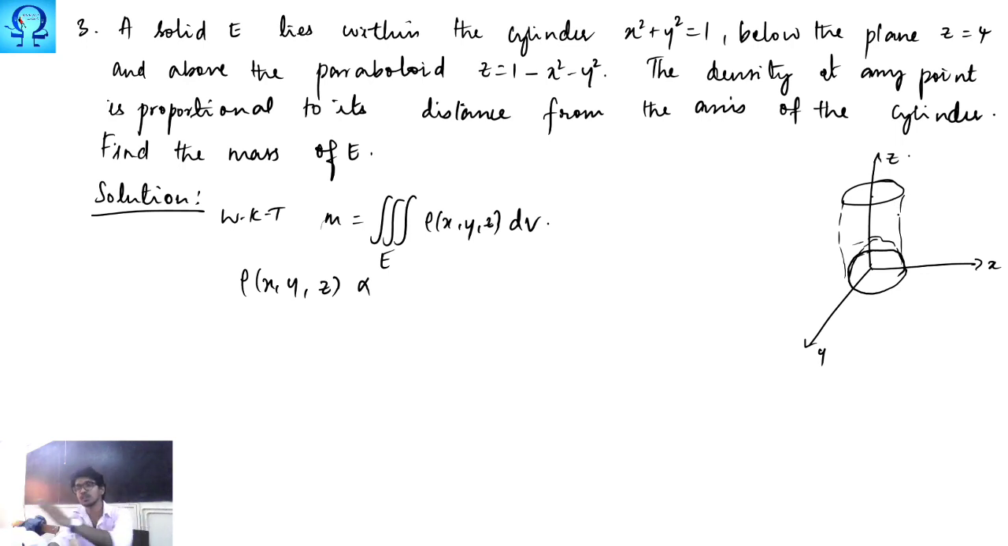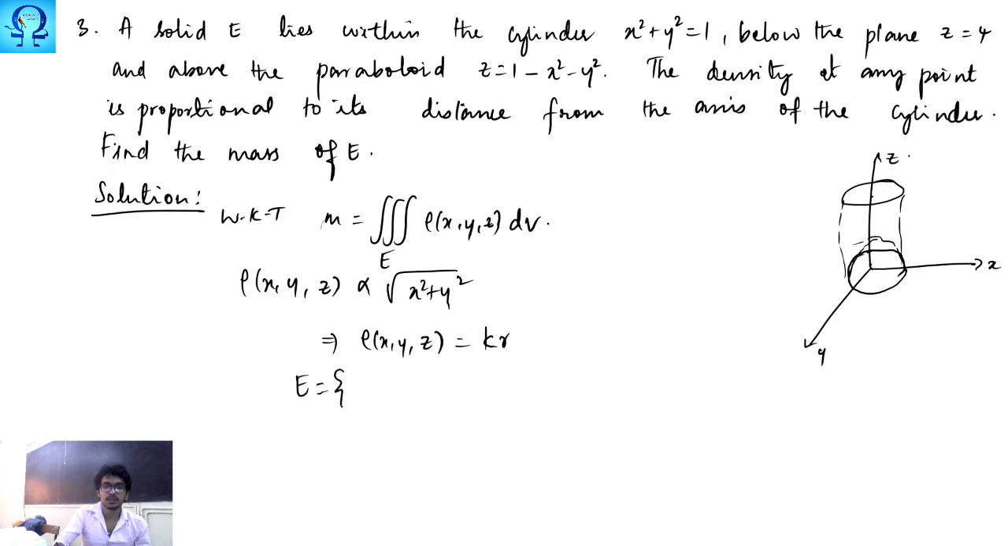So the distance from z means what? It is under root x square plus y square, which is r, right? So it is under root x square plus y square. This may be written as rho of xyz is equal to kr, where k is the proportionality constant. r is what? Under root x square plus y square. So for your integral, now we'll have to write down what E is. E is r, theta, and z.